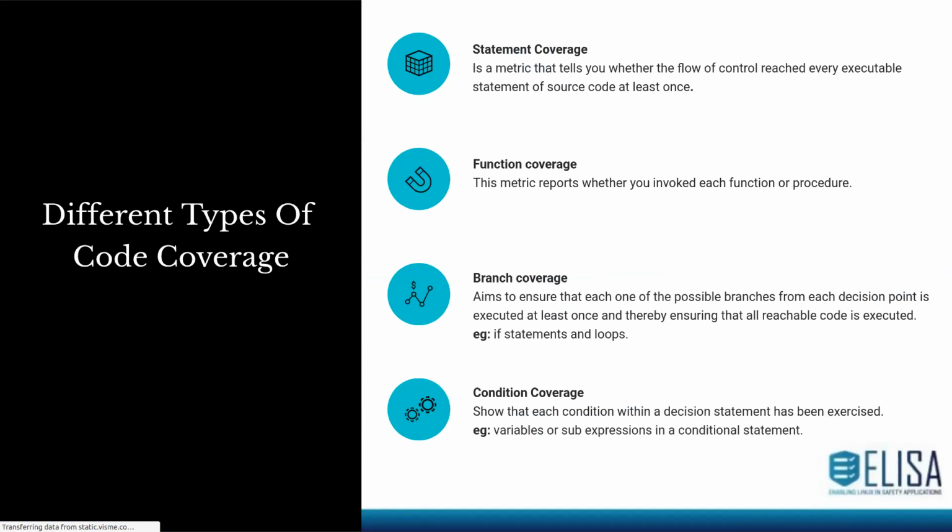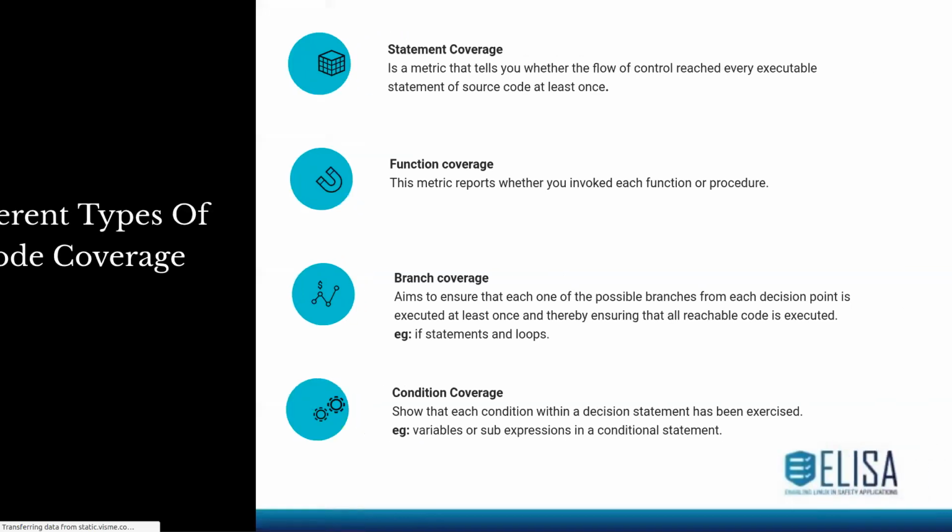It might be that you have an if statement or a condition that is true all the time. Then your statement coverage will show that all of your code has executed, but you won't know what will happen if the if statement is false. To make sure that all of your branches are executed, you need branch coverage. And then there is condition coverage. If you have sub expressions or some variables in a conditional statement, and you want to show that each and every condition within that decision statement has been executed, you use condition coverage.